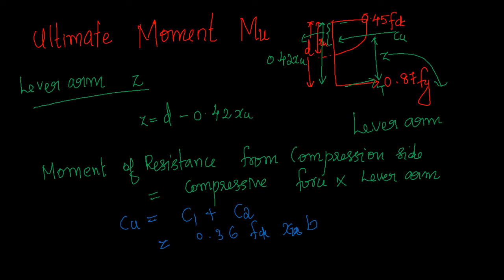For a singly reinforced beam section, the stress profile will be like this: 0.8 Fy. Then the design stress of steel, 0.45 FCK, with an effective depth of d. And this will be the neutral axis depth XU.